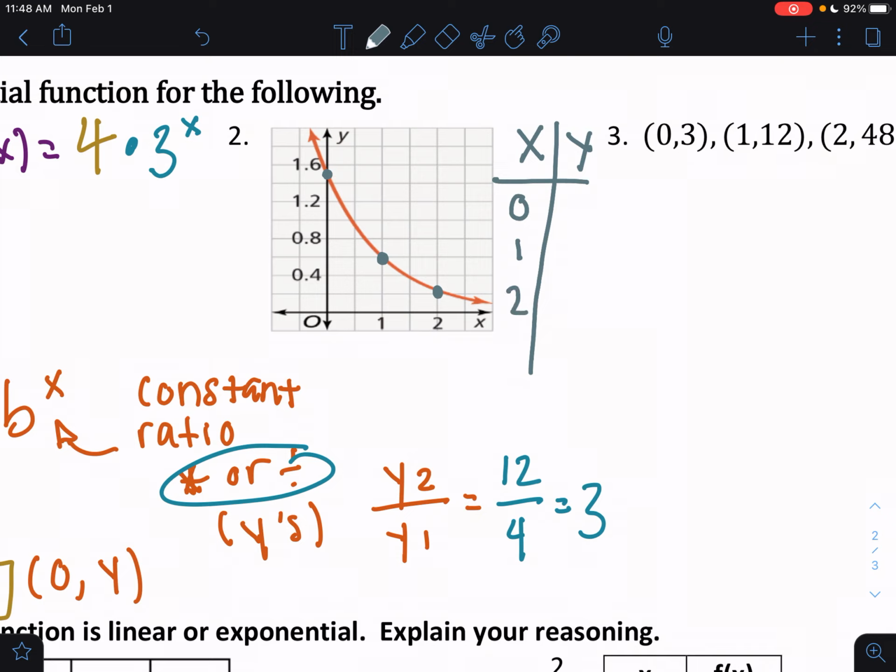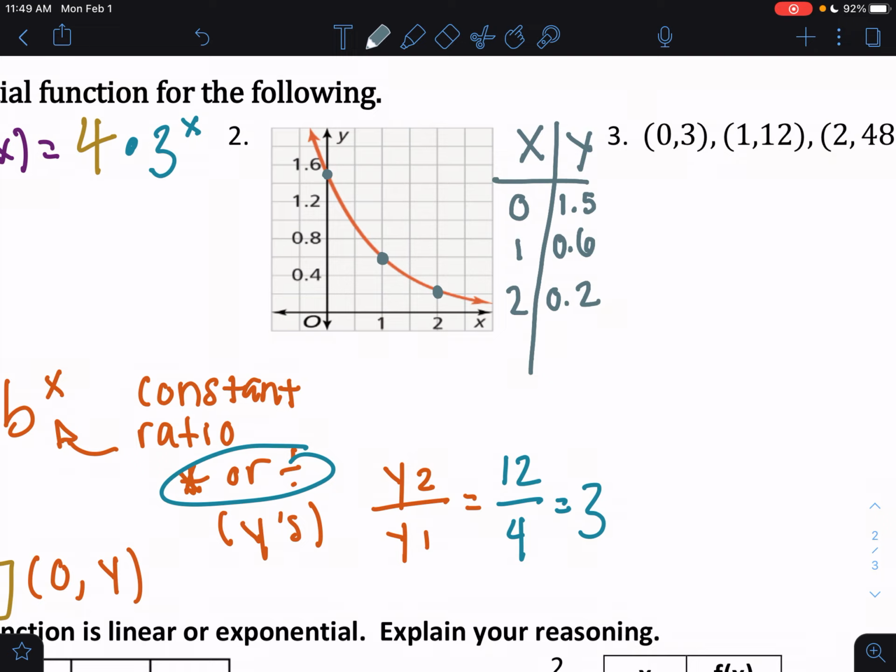So let's do x 0, 1, and 2, which is what we can see here in our graph. So when x is 0, we go up to this point, which it looks like it's about at 1.5. So I'm going to put 1.5 for my y. When we go over 1, we go up, it looks like about 0.6. And then for 2, it looks like we go up about 0.2.